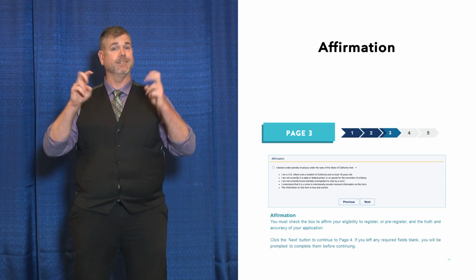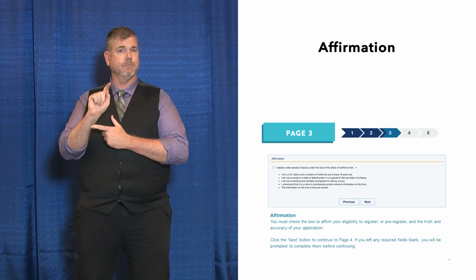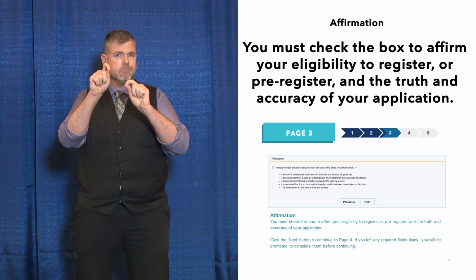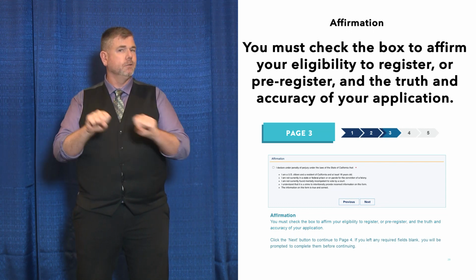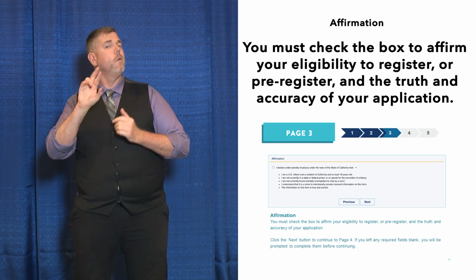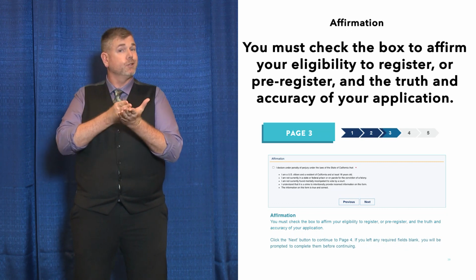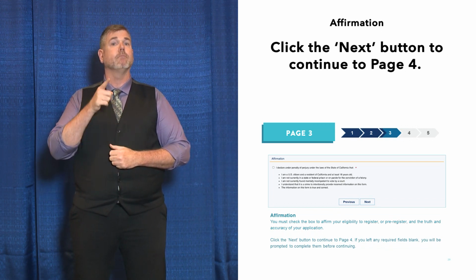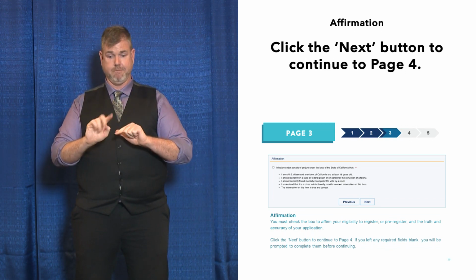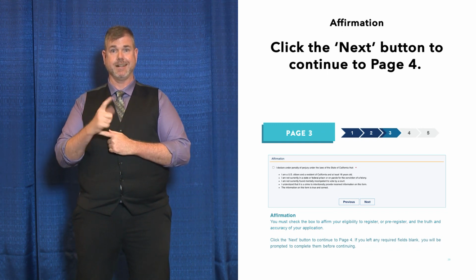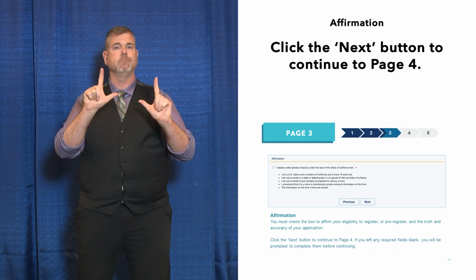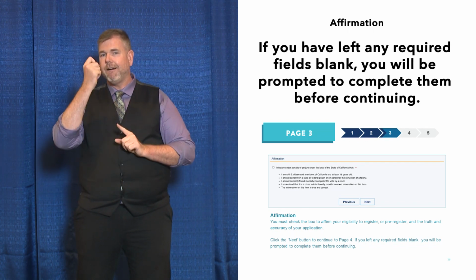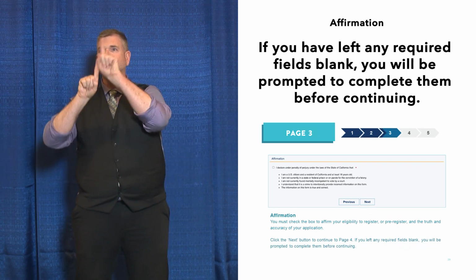Affirmation. You must check the box to affirm your eligibility to register or pre-register and the truth and accuracy of your application. Click the Next button to continue to page 4. If you have left any required fields blank, you will be prompted to complete them before continuing.